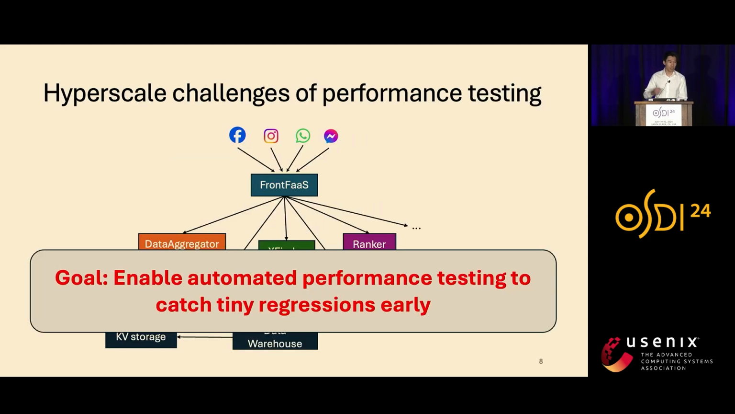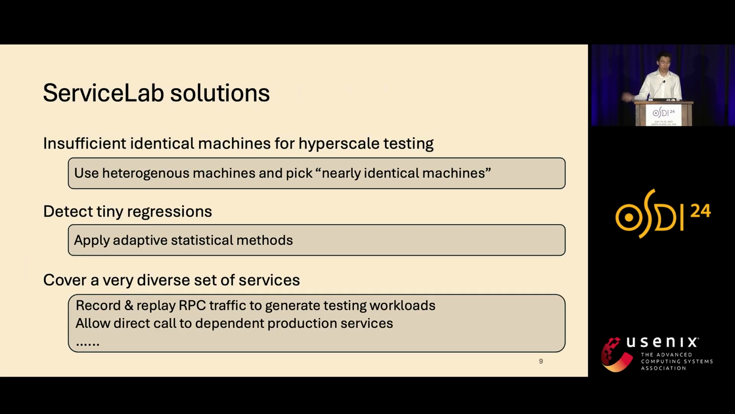Our goal in building ServiceLab is to enable automated performance testing for developers to help them catch tiny regressions early. In building this, we've come up with three design choices to solve these problems. Since we have insufficient identical machines for hyperscale testing, we use heterogeneous machines, and we pick ones that are nearly identical.